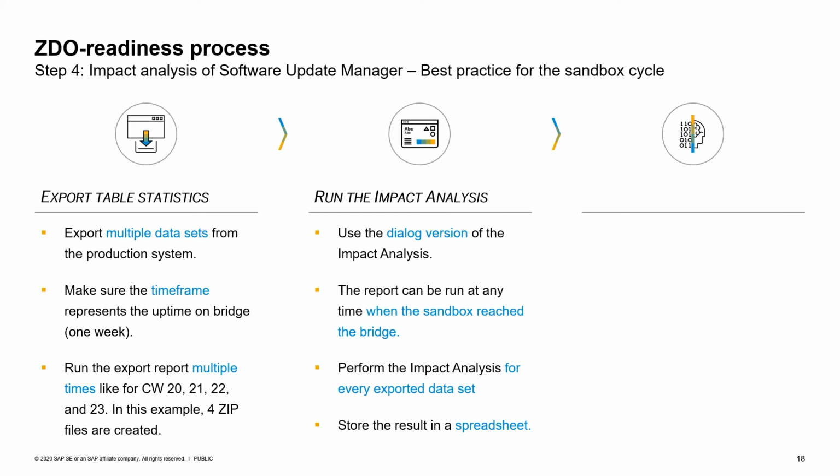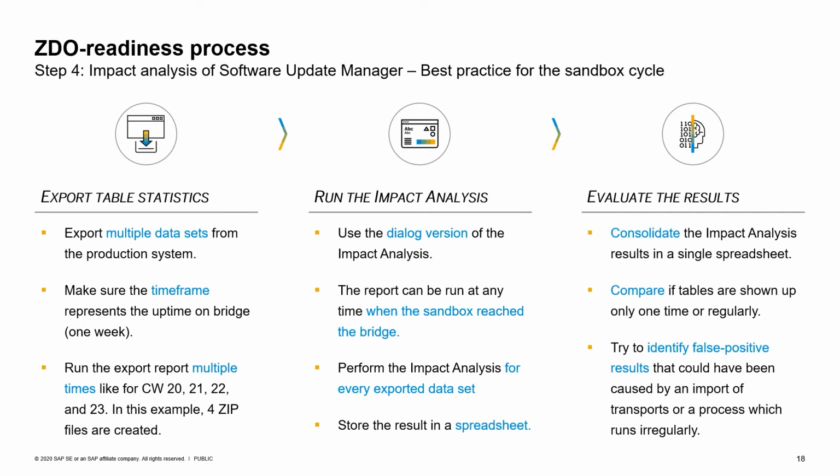So the thing we're going to achieve here is we're going to run the impact analysis then again in the dialog mode 4 times. One time for calendar week 20, the second time for 21, and so on and so forth. In the end, we will have 4 different outputs. Maybe they are all equal, but from what we have seen with other customers, there are some small differences in between. And that also helps us to understand how those impact analysis results have to be handled.